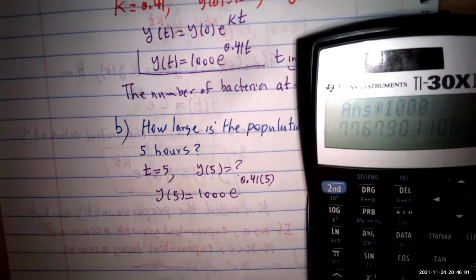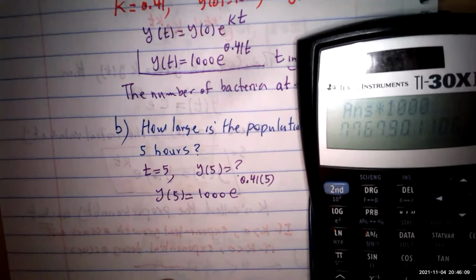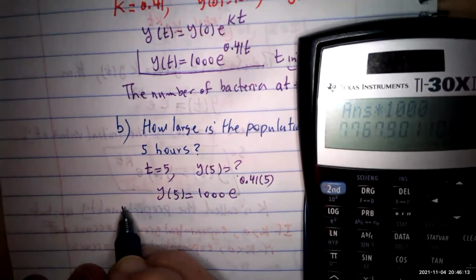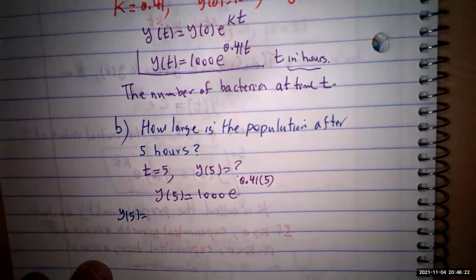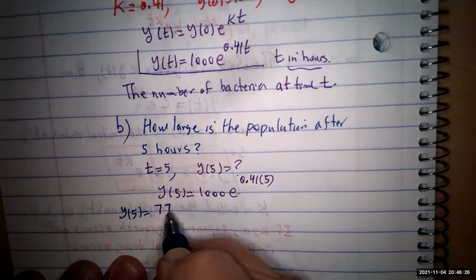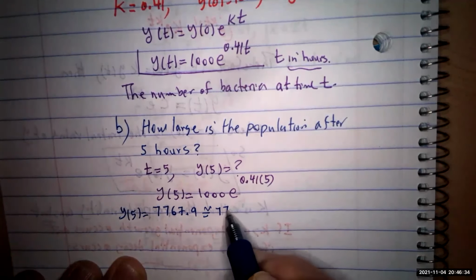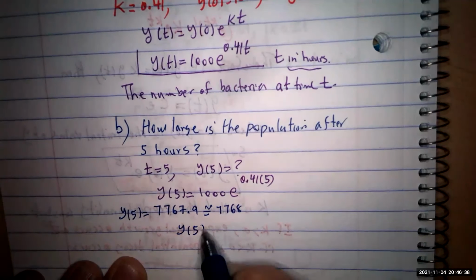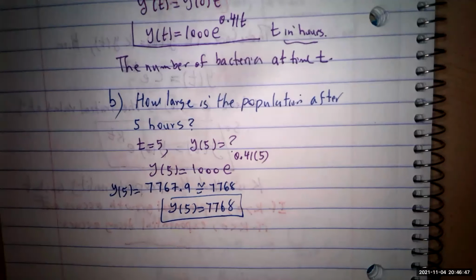So that will give you the number 7,767.9. Since it is a number of bacteria, you have to round it. So y of 5, after 5 hours, this is the number of the bacteria that we are going to have. We round it to the next whole number, 7,768. So this is the number of bacteria after 5 hours. That's why they are dangerous. You start with 1000, and after 5 hours, you get 7,768 of those. So this is part B, how large?